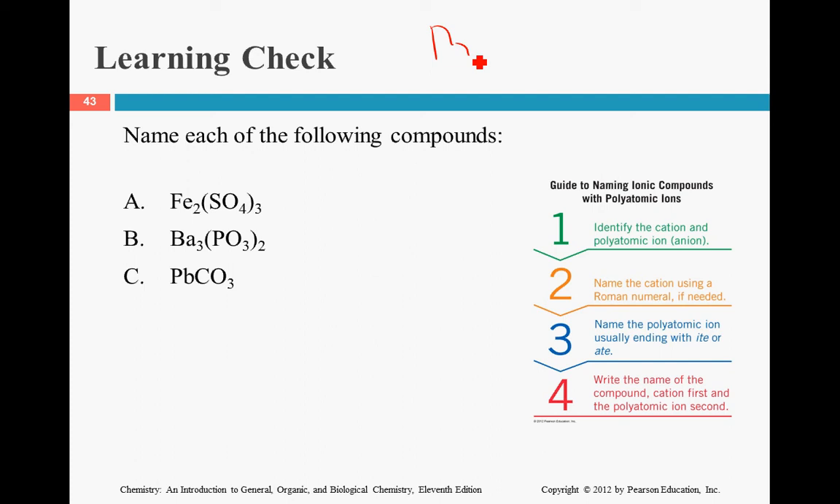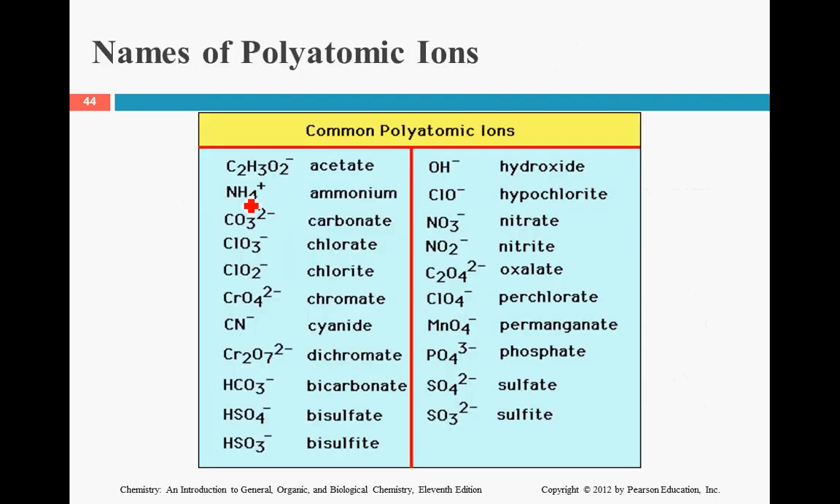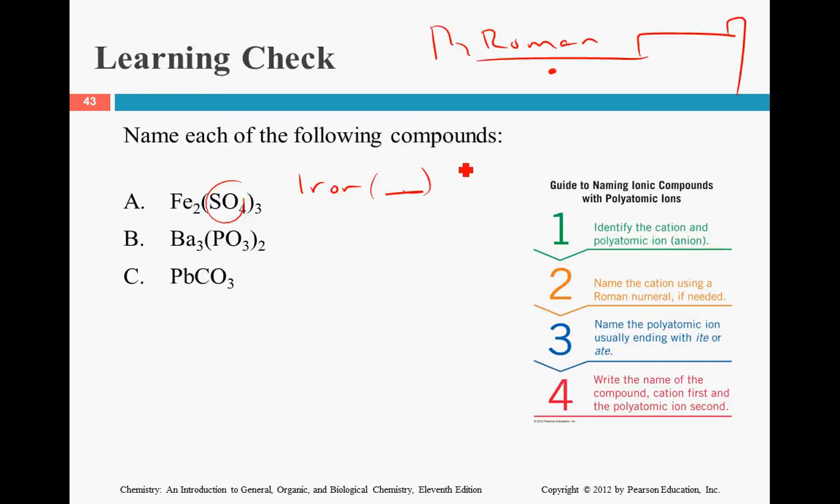Take a look at our periodic table again. Iron is right here. It's in the area with the Roman numerals, which means that we need to figure out what the charge is. So we know it's iron something. Then we have to look at what SO4 is. SO4 is right here. It's sulfate.